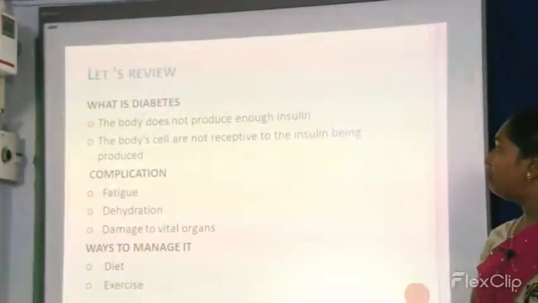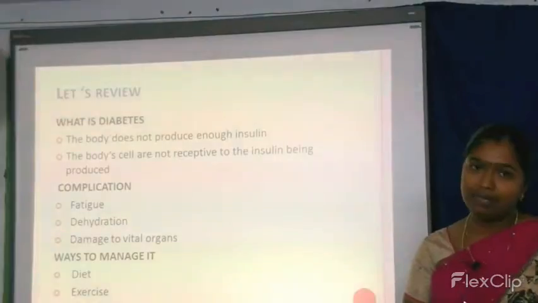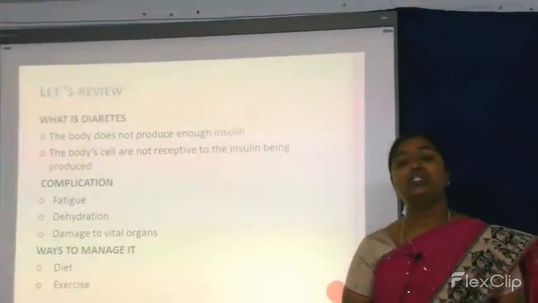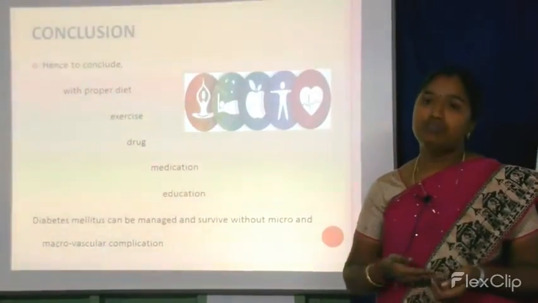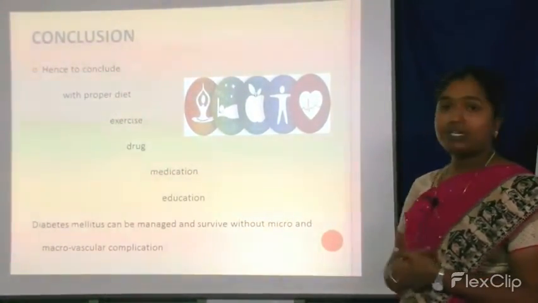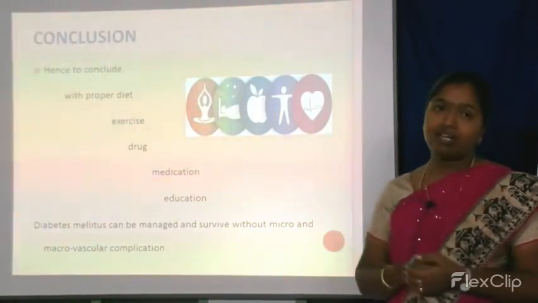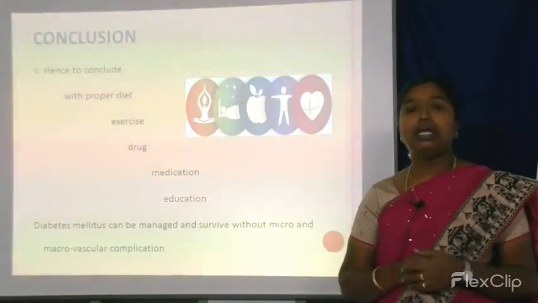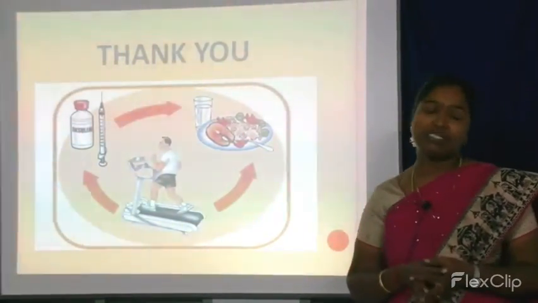Let us review what diabetes is. The body does not produce enough insulin, or body cells are not receptive to the insulin being produced. The complications are fatigue, dehydration and damage to vital organs. It can be managed through diet and exercise. Hence, to conclude, with proper diet, exercise, drugs and medication, and education, diabetes mellitus can be controlled and managed without any macrovascular complications.